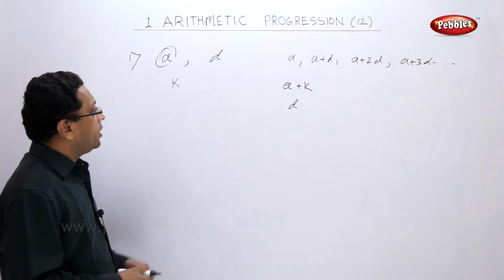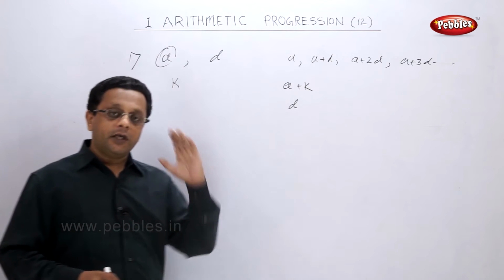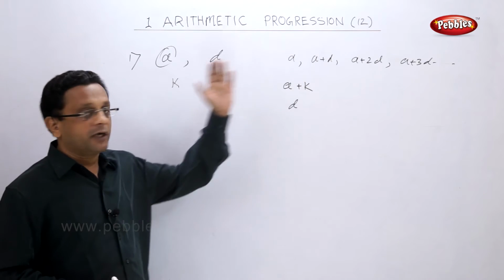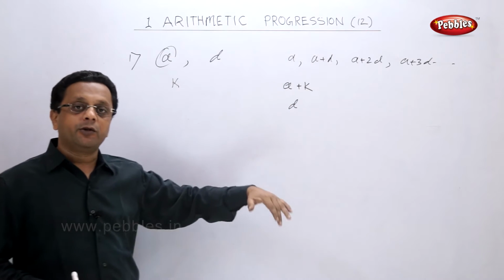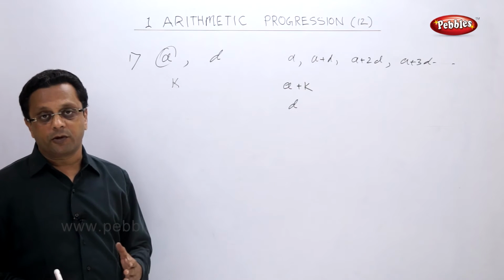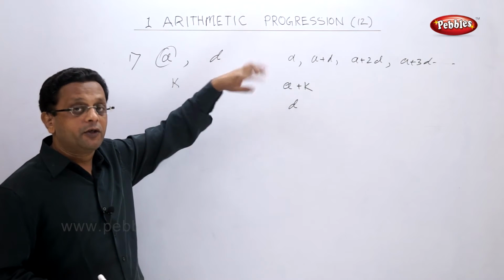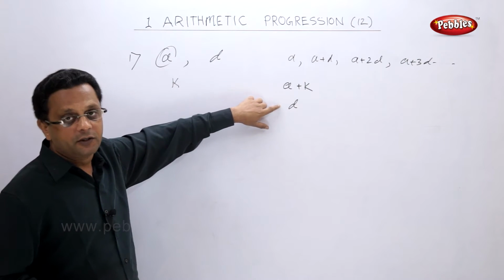Listen again. If you add any constant number to each term of the arithmetic progression, whatever new sequence you get will also be an arithmetic progression, with the first term a plus k, that constant which you have added, and common difference d.